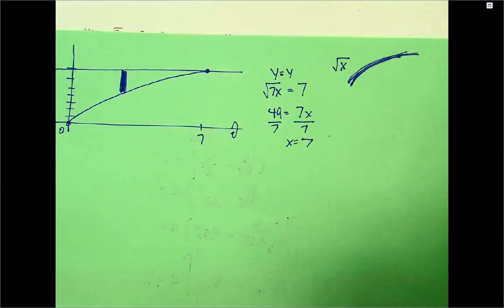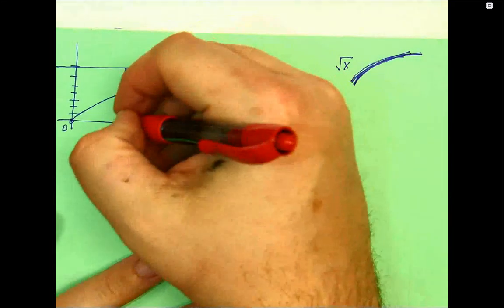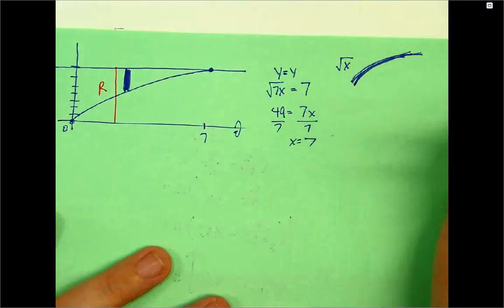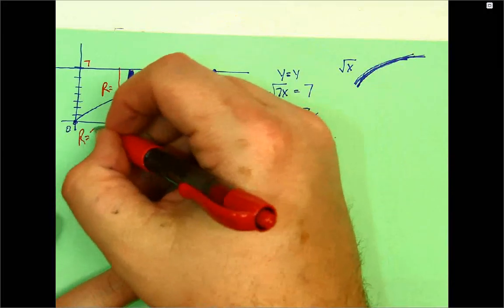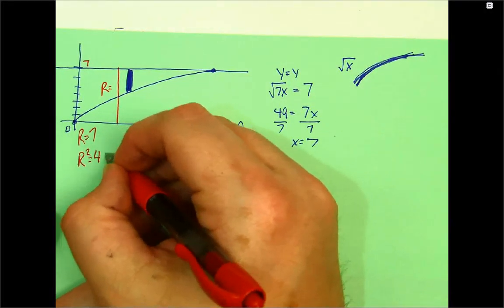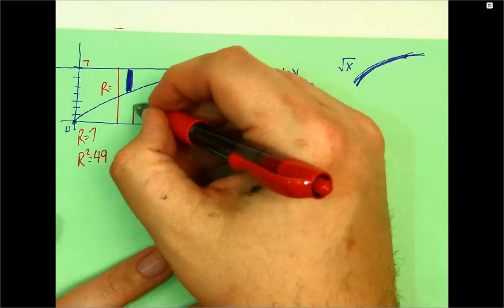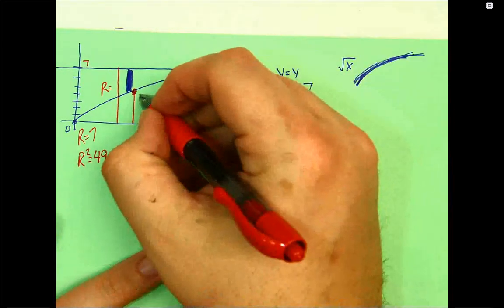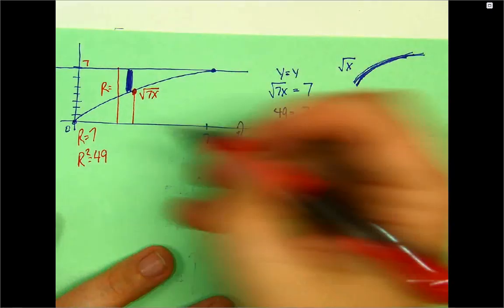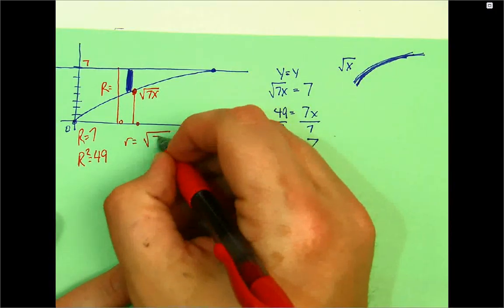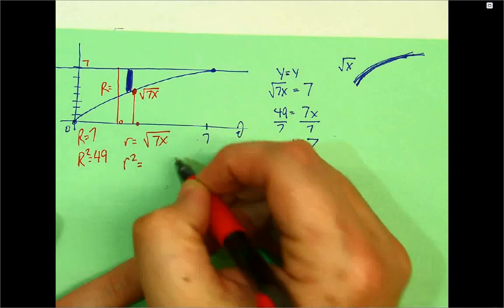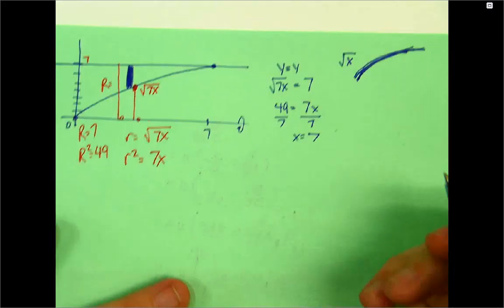All right, number 5. At the top of number 5. Now, I got to figure out big R. Big R goes all the way up to where y is equal to 7. So what's the length of big R? R squared is 49. Now, little r is going to what point here? Square root of 7x. And since they're both 0, little r is square root of 7x minus 0, square root of 7x. And so little r squared is just going to be 7x. That's this graph right here.